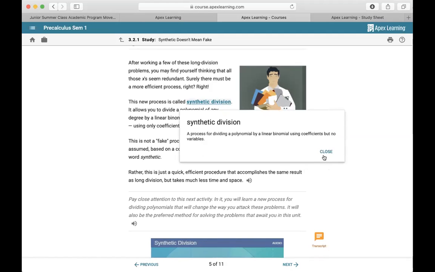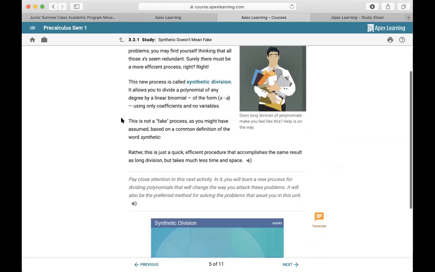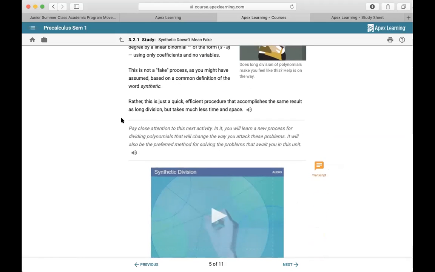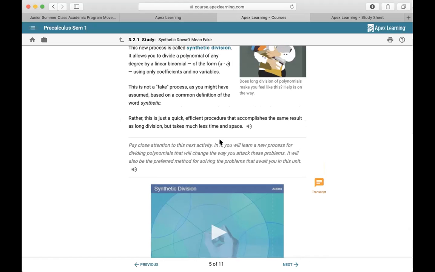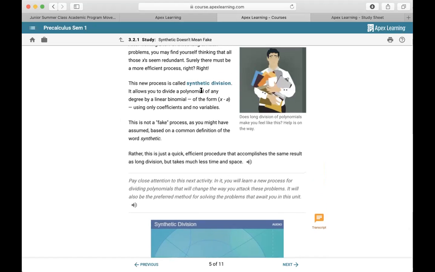All right, and again, that definition here doesn't give you any more details than the words here. And again, I don't know why they called it synthetic, but basically it's not a fake process. All right, you can really do it, and it's just as quick and efficient, has the same results as long division, but it takes less time. But the key here is that it's only if you're dividing by a linear binomial.